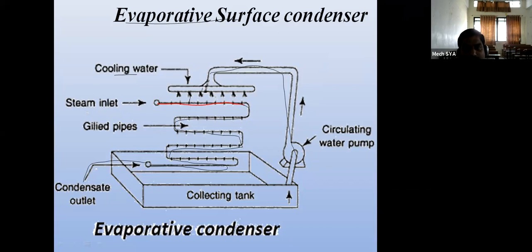Until now, water was flowing through the tube. In the evaporative type, steam flows through the tube and gets cooled, and this cooling water cools that particular steam. So wherever only a limited amount of water is available, we have to use this evaporative type surface condenser.